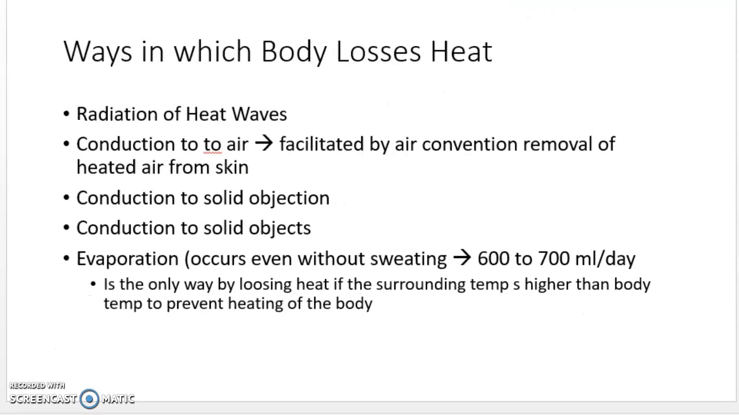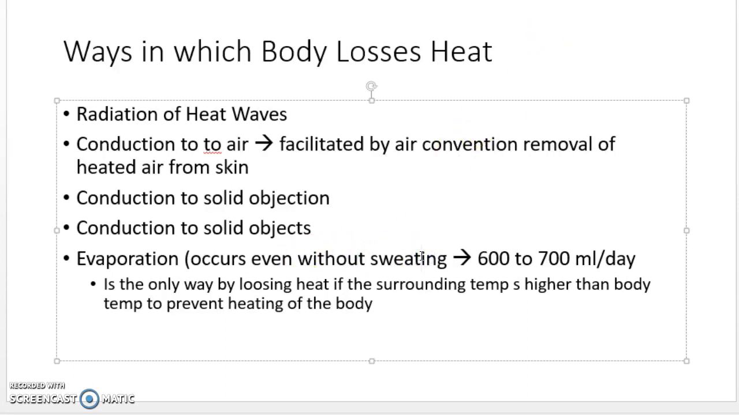So now I have so many definitions over here, the ways the body can lose heat. I want to first talk about radiation. I already talked about radiation of heat, so that's through our beautiful skin. And then we have evaporation. Evaporation is going to be very important, because we have sweat, which is about 600 to 700 milliliters per day. That's important to know, especially if we live in a hot, possibly tropical environment, where it occurs even without sweating. It's the only way of losing heat if our surrounding temperature is higher than the body temperature, to prevent heating of the body.